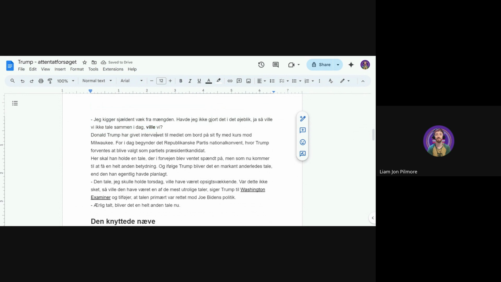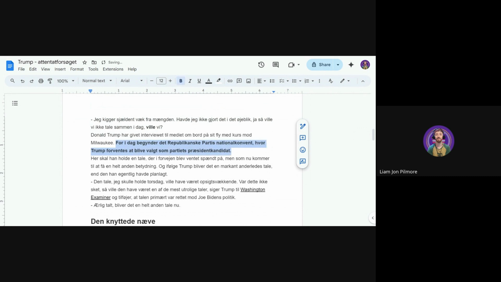Donald Trump har givet interviewet til mediet ombord på sit fly med kurs mod Milwaukee. He's given the interview to the media on his plane. I just need to go back over to Google Meet and make sure it doesn't stop on us. For i dag begynder det republikanske partis nationale konvent, hvor Trump forventes at blive valgt som partiets præsidentkandidat.